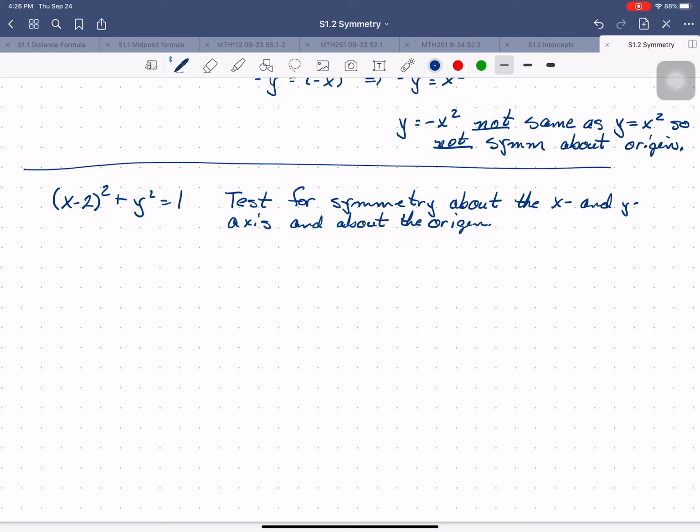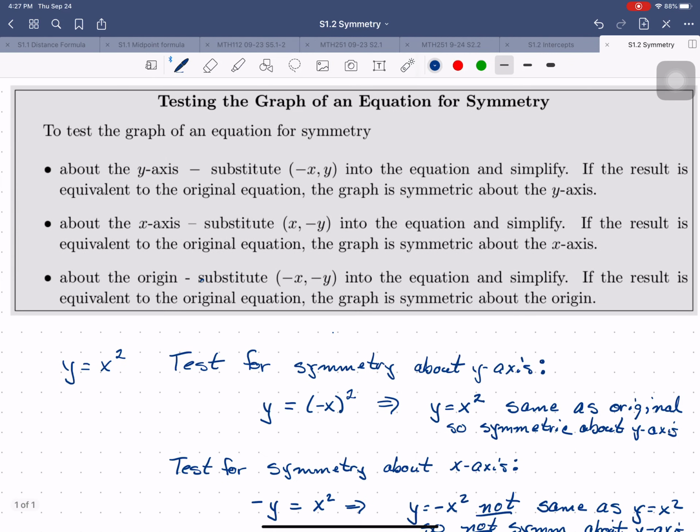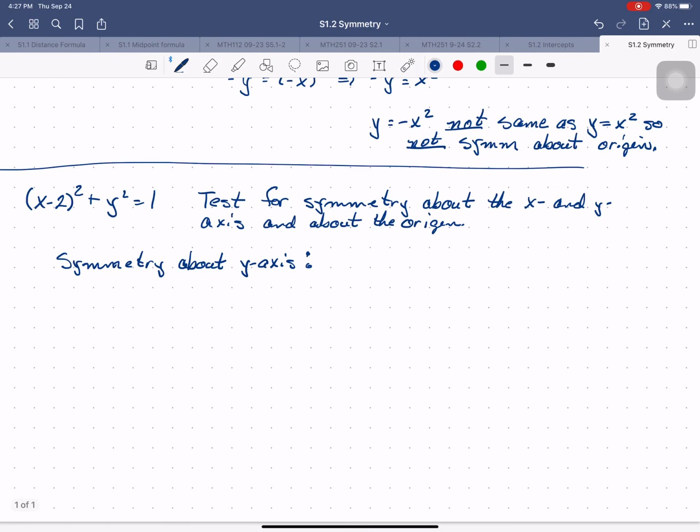Okay, so let's start with symmetry about the y-axis. My table tells me to test for symmetry about the y-axis, I'm replacing my x's with negative x's and leaving y's as y's. So negative x minus 2 squared plus y squared equals 1. Now the question is, is this the same as what we started with? And we're going to have to do a little work here. So we've got to simplify this.